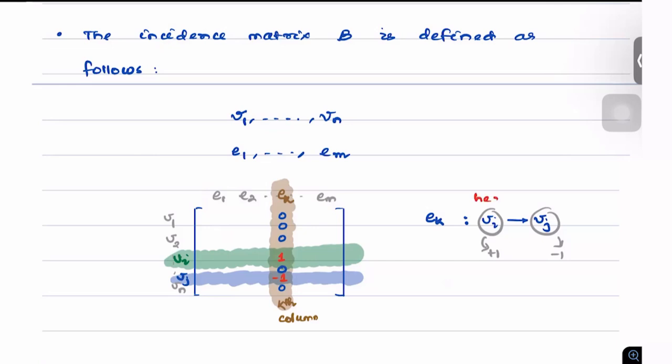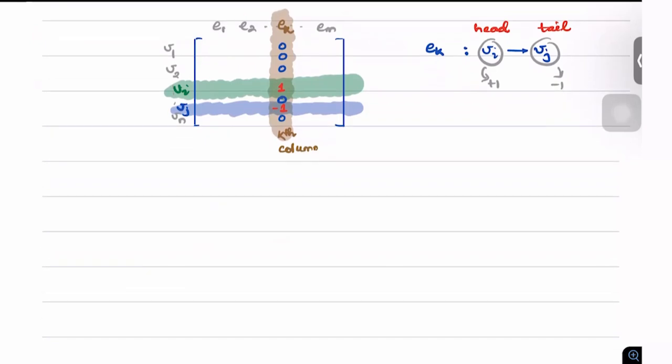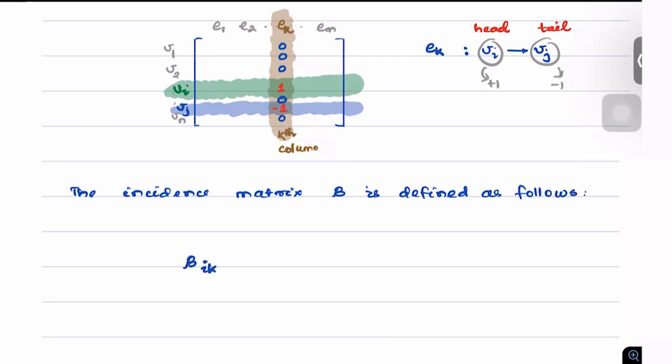So for example, these are some things which we have defined before. This is known as the head, this is known as the tail. So the head of the edge always has an entry of +1 and the tail has an entry of -1. So based on this information, we are now ready to formally define the incidence matrix. So let us keep this matrix here, and write the incidence matrix B is defined as follows. So we'll define the ikth entry.